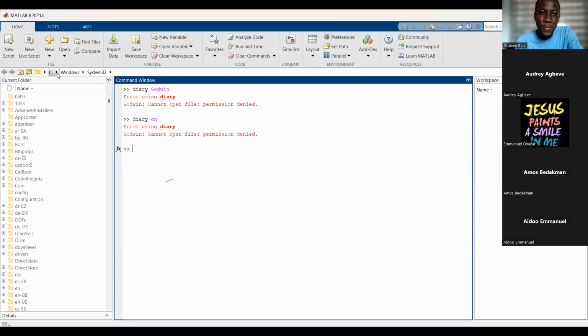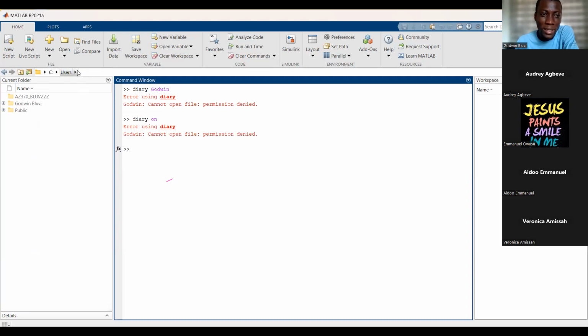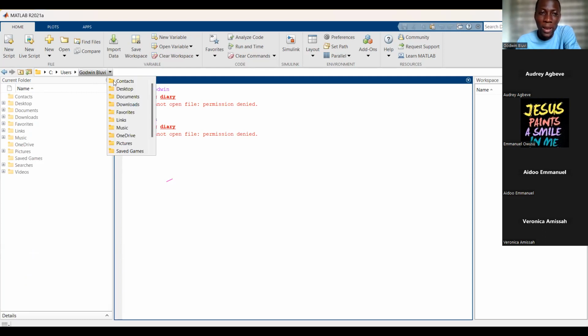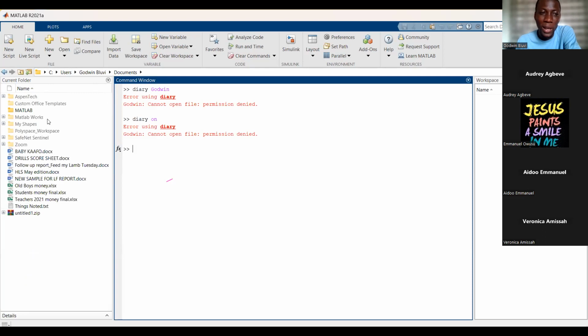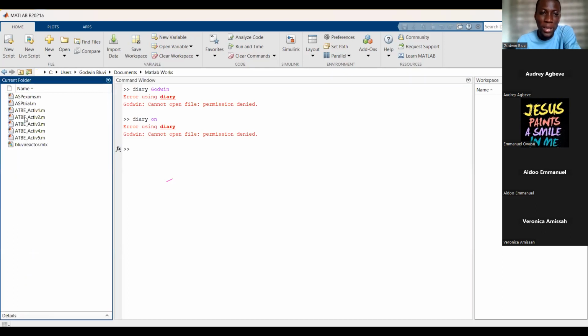So you come to the hard disks. For your hard disks, you have a lot of stuff being stored. They come to users. There's a public place and then there's a place for you yourself. You select how you saved your PC, so with mine it's my name. Then wherever I want to store it, I like to store it in documents. When I open my documents, I already have MATLAB works there.